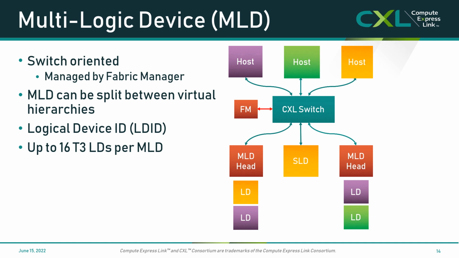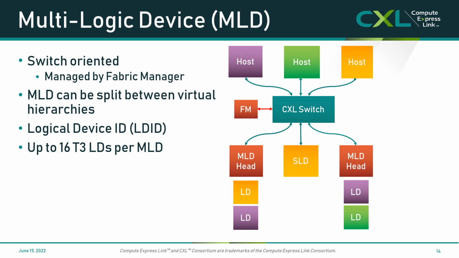The LDID is 8 bits wide, and the bottom 4 bits define which logical device we're speaking to, whereas the top 4 bits are usually 0. The MLD head, on the other hand, has its own address, and that speaks to the fabric manager. The fabric manager enumerates the MLD head as a separate logical device and finds the nested logical devices underneath it and separates them out between the devices.